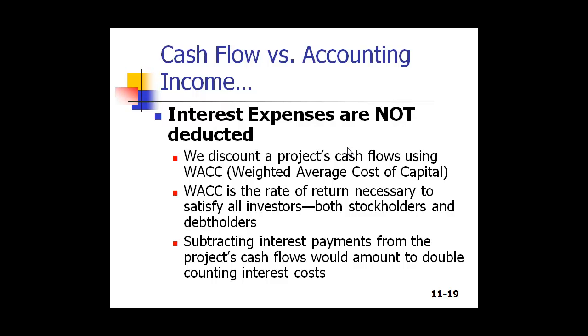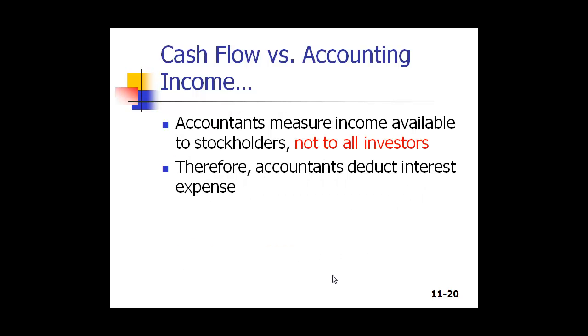Okay, let me now please come back here. I'm going to read out what I have explained. Bottom line is, you need to know that interest expenses are not deducted when we come up with our cash flows. We discount a project's cash flows using WACC, which is what we just talked about. WACC is the rate of return necessary to satisfy all investors, both stockholders and debt holders. Subtracting the interest payment from a project's cash flows would amount to double counting the interest cost, because if you are also subtracting it from the cash flow and also increasing the WACC, that would be double counting. So we simply account for the interest cost in the WACC.